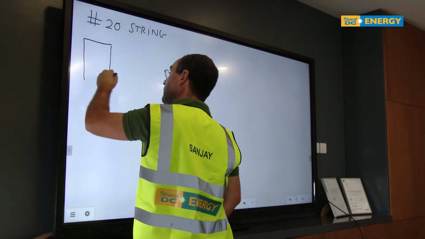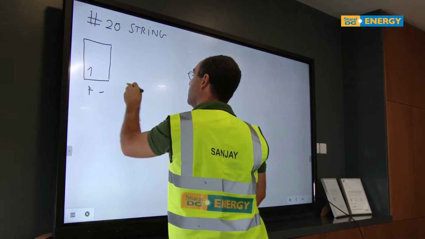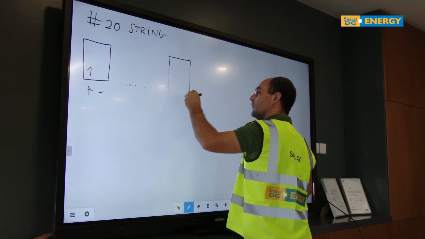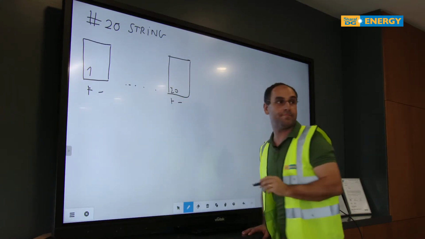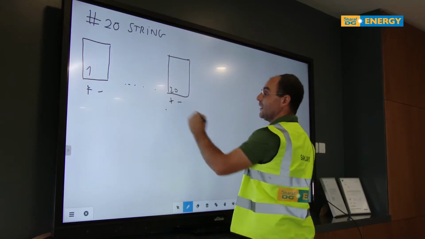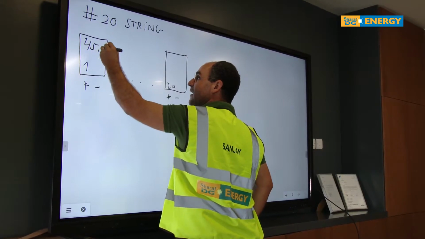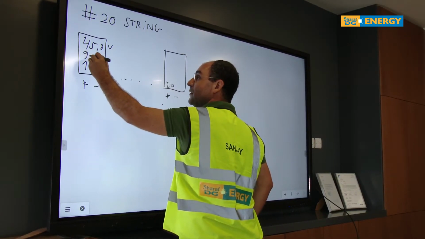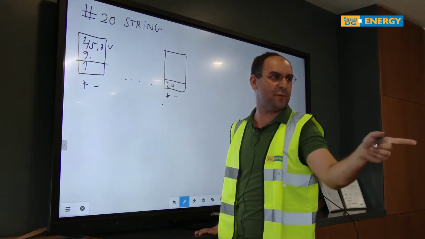Panel 1, plus and minus. Panel 20, plus and minus. And we know that this is 45.8 volt and a current of 9 point something.